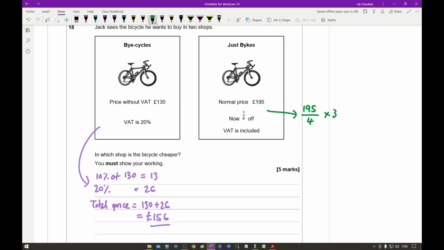Now again, a couple of ways you can do this. You can either say you're getting 25% off, so you can work out what a quarter is and take it away. Or ultimately you can just find a quarter of 195, which I just type into my calculator just to speed things up, and it gives me an answer of £48.75. So that's going to be the discount amount.